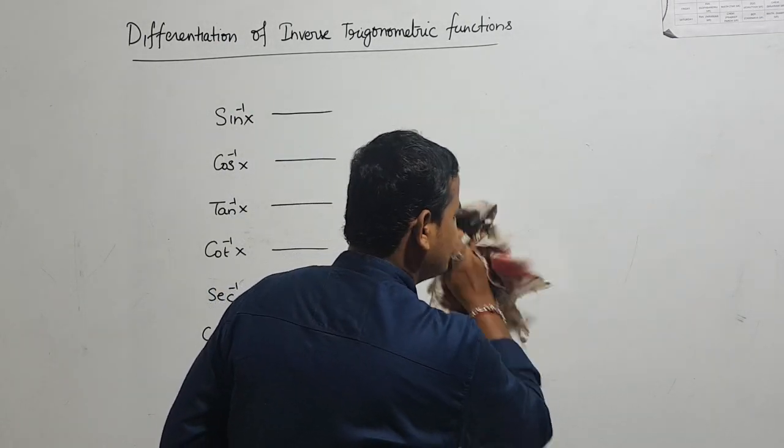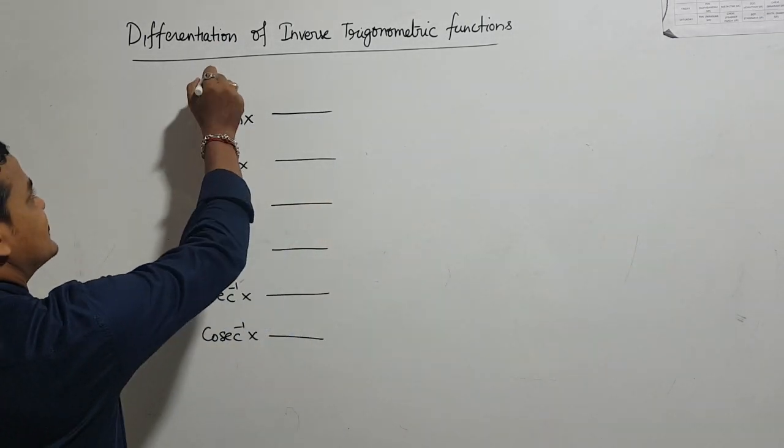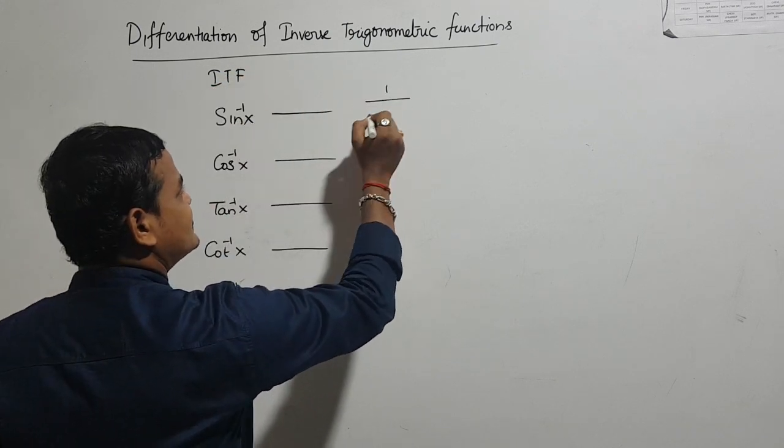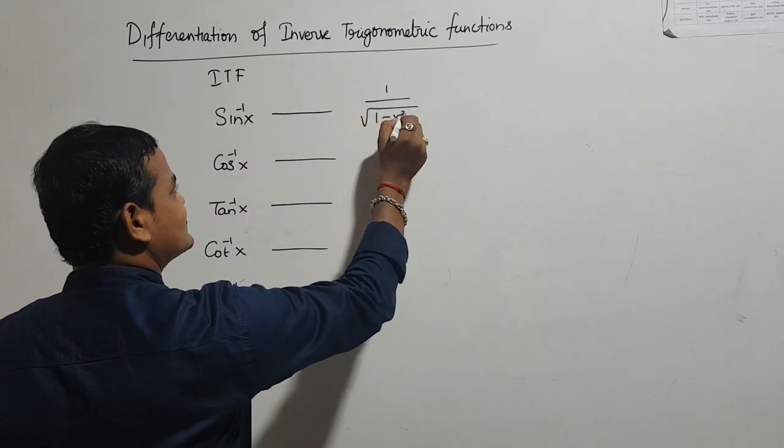What are the derivatives of the inverse trigonometric functions? The first one, the derivative of sin inverse x, is 1 by root over 1 minus x square.